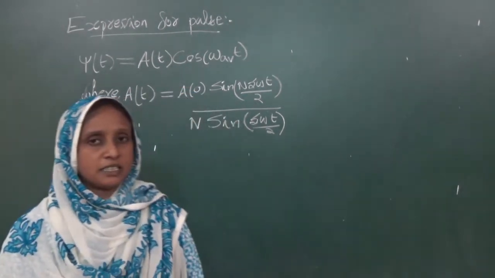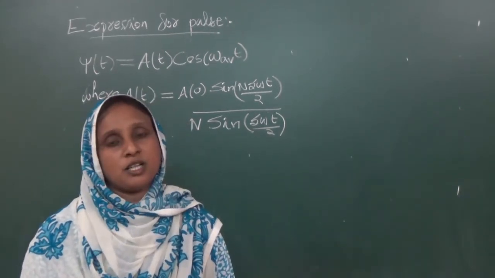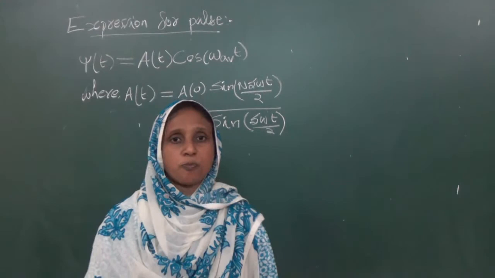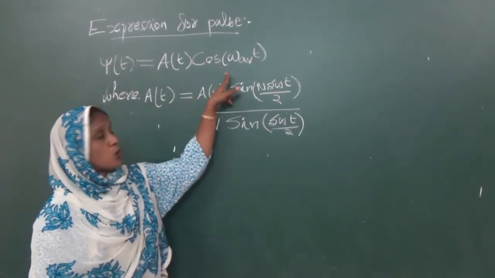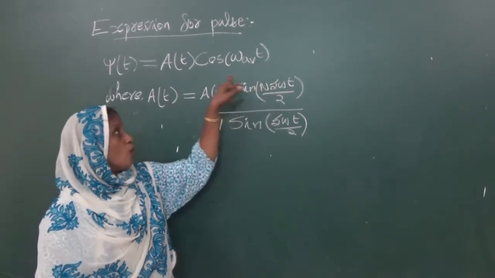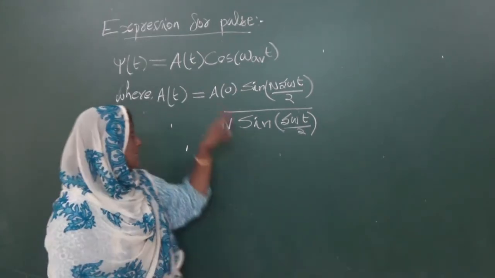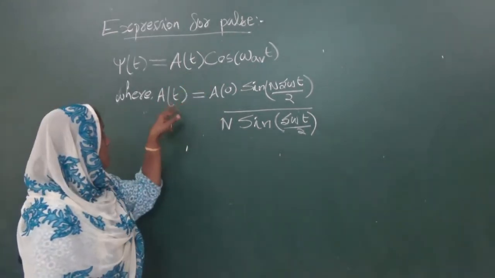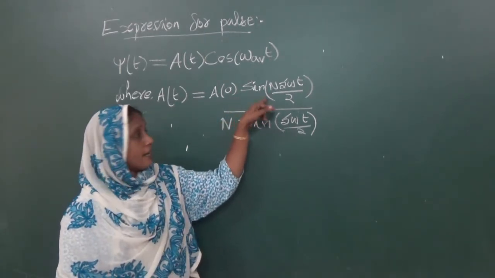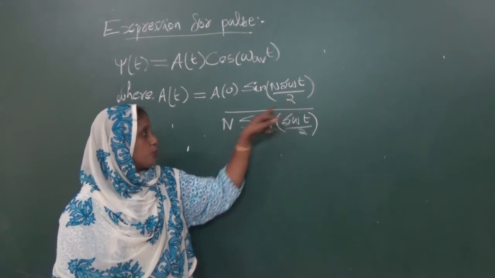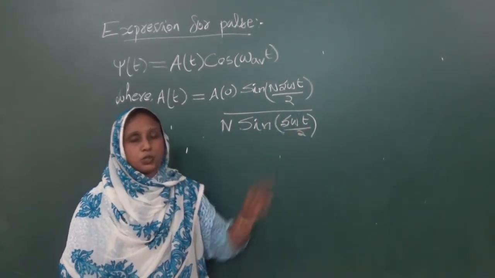In our previous lecture, we learned about the mathematical expression for a pulse. We derived the expression for the pulse as psi of t equal to A of t cos omega av t. Omega av represents the average angular frequency. Similarly, the amplitude A of t is given by the expression A0 sin(n delta omega t by 2) divided by n sin(delta omega t by 2).